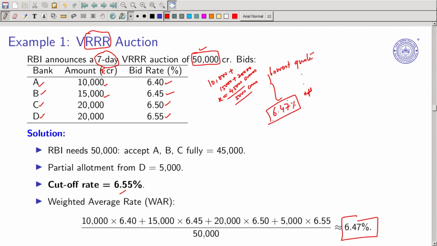So this is the weighted average rate for this VRRR. The 10,000 crore demand of keeping money with the RBI by bank A will be accepted because it is quoting the lowest, then 15,000 will be accepted at 6.45, and third will be 20,000 at 6.50. This is what we often mention.